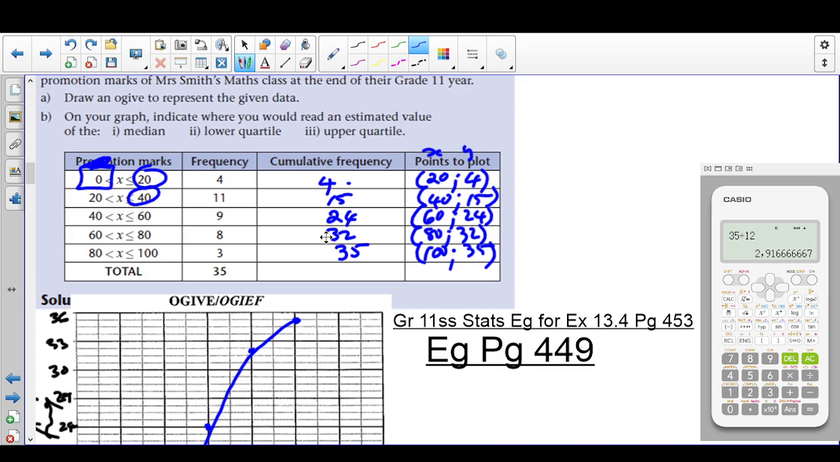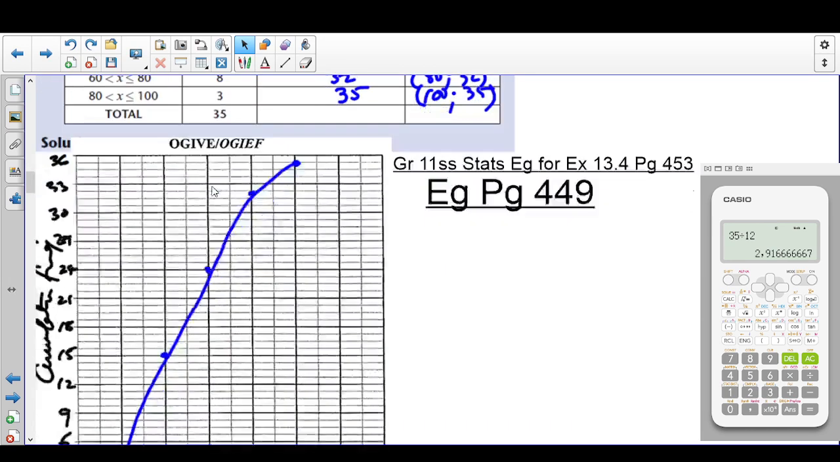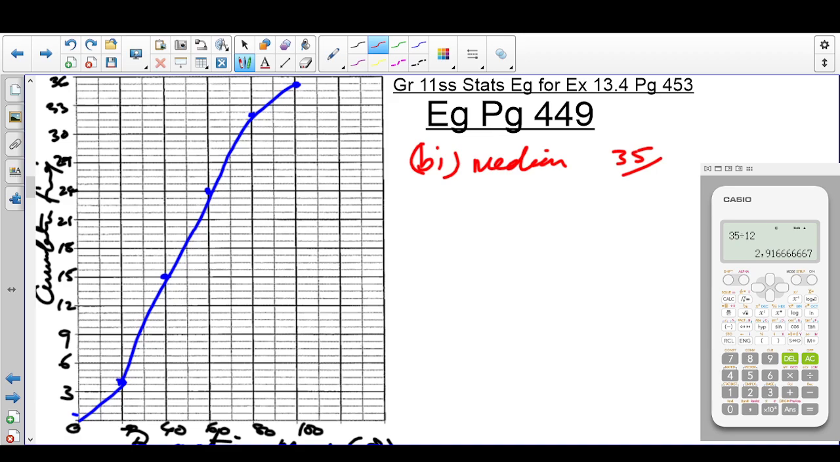All right. So let's look at B. In B, we are told on the graph, indicate where you would read an estimate value of, in the first case, your median. So for the median, this is B1 now. So your median, because there are 35 values, is going to be 35 divided by 2.